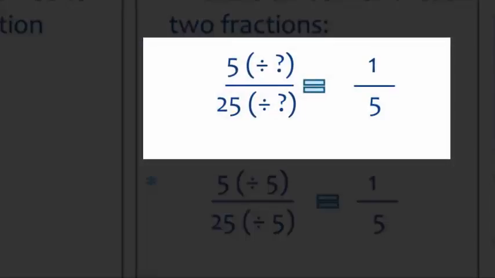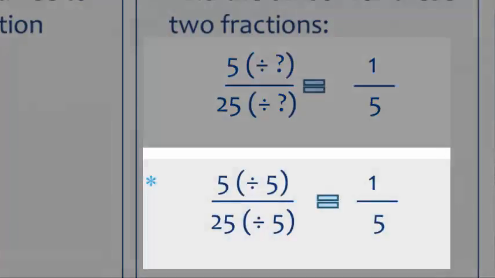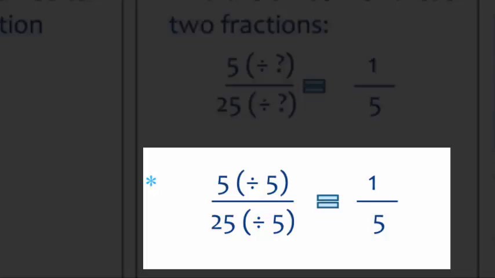For our second problem, we already have our two fractions. We have 5/25 and 1/5, and I need to figure out what my divisor would be. So I'm going to look at 25 and say, can I divide that by something and have it turn into 5? Well, I can divide 25 by 5, and that equals 5. So I found my divisor is 5, or 5/5, because 5 divided by 5 equals 1, and 25 divided by 5 equals 5.